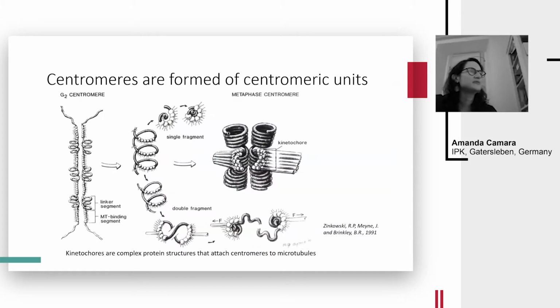So the first thing we're wondering, so actually some time ago, the centromeres were already analyzed and described as being formed by centromeric units. So it's not a single structure, but it's formed by many smaller structures that are called centromeric units that would bind after to kinetochores and then to the microtubules. So this is valid even for monocentric chromosomes.